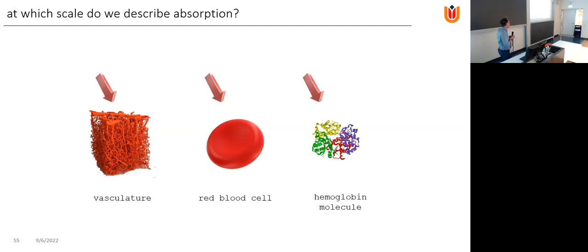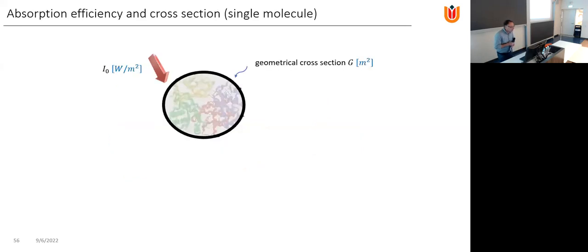So as you reckoned a little bit from this introduction, we're going to start at this molecular level. So let's say hemoglobin, see how the absorption works there, and then later in a few steps try to scale that up to cells and to tissue. So first, some definitions in order to describe it.